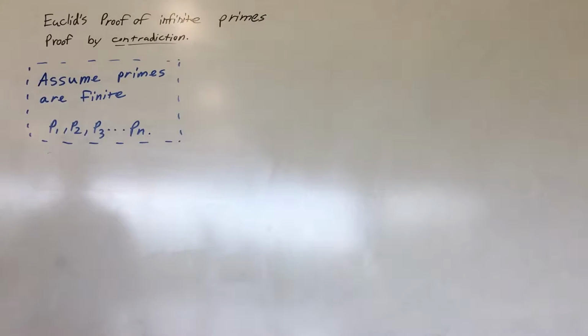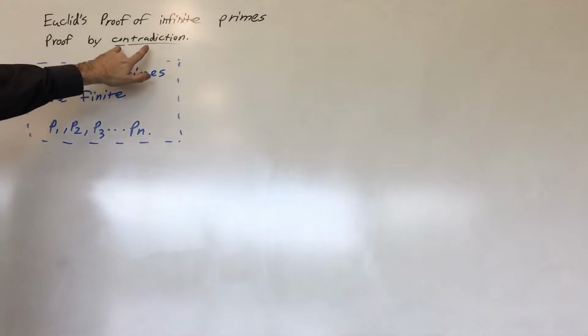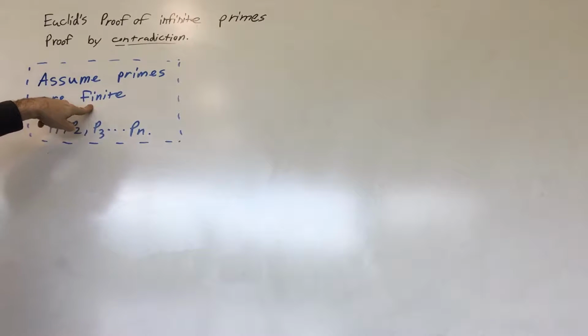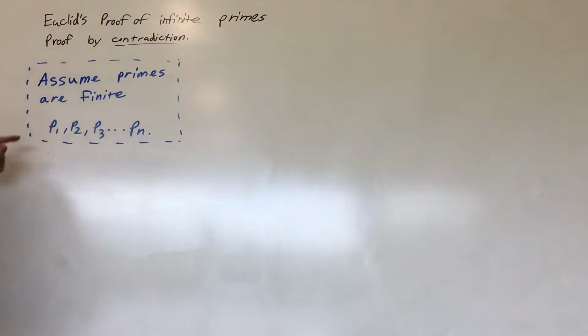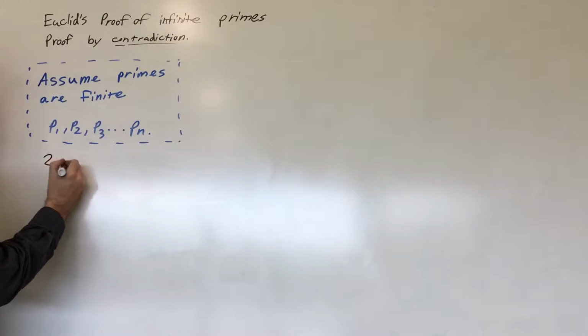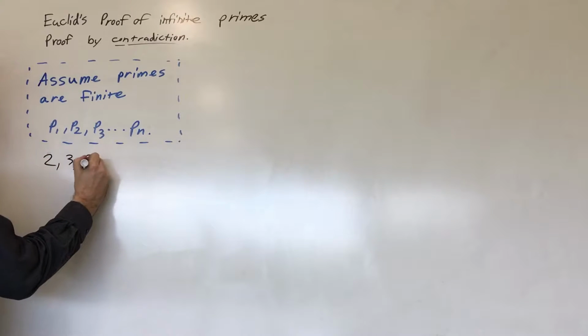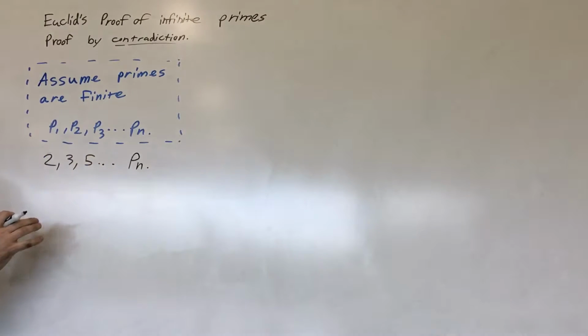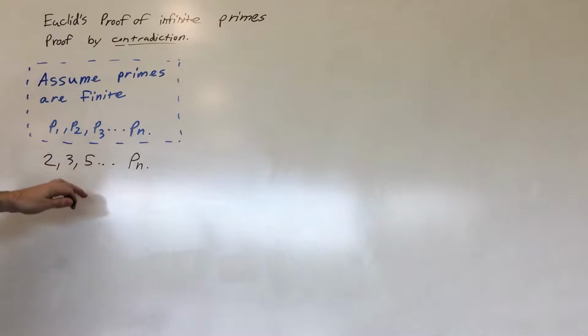Okay, Euclid's proof of infinite primes is going to be a proof by contradiction. So if we make a proof by contradiction, we first need to make an assumption. If we contradict this assumption, then we know the opposite is true, which is primes are infinite. We're going to assume primes are finite. So prime 1, 2, 3, 5, keep going all the way till the last prime, and it's finite. If we contradict this, then we know primes are infinite.